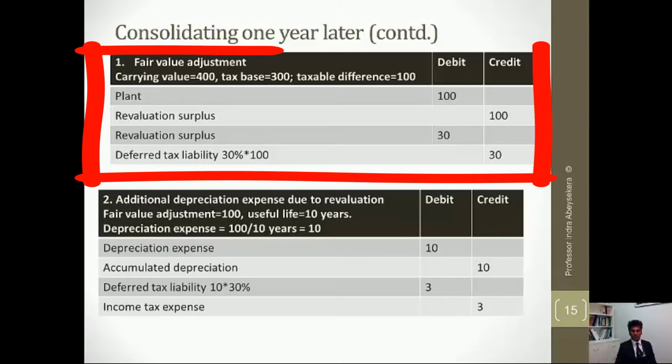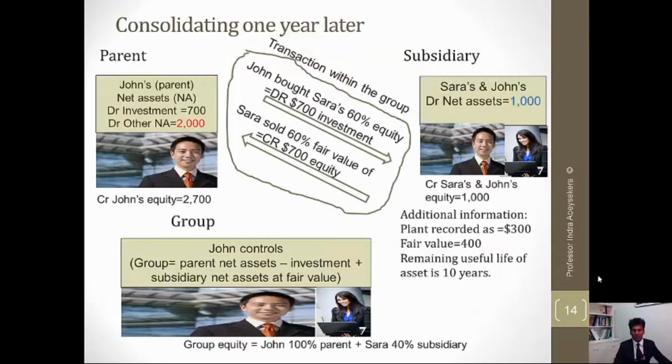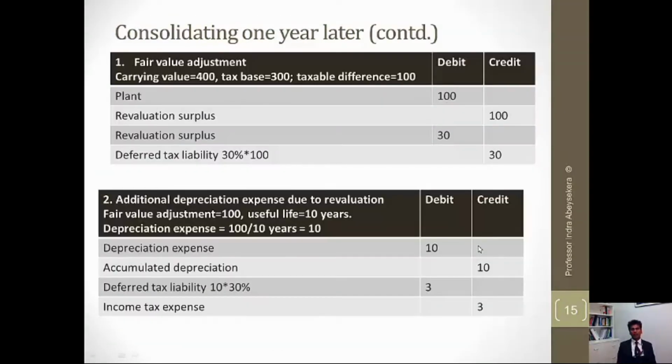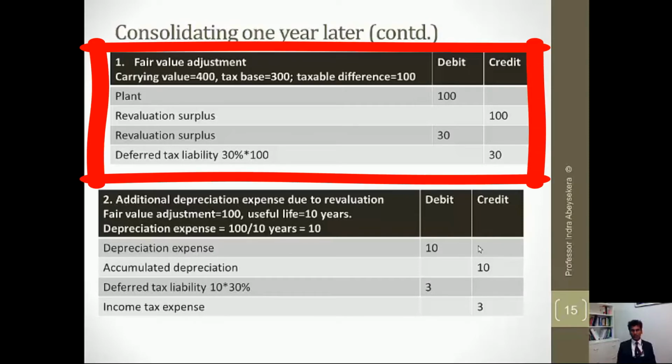The plant has to be increased by 100. It was recorded as 300 by Sarah, but for the group it is 400. Debit plant 100, credit revaluation surplus 100. The tax implication of that is we debit revaluation surplus 30 and credit deferred tax liabilities 30. That is because the carrying value of the plant is now greater than the tax base by 100. We apply 30% of that.